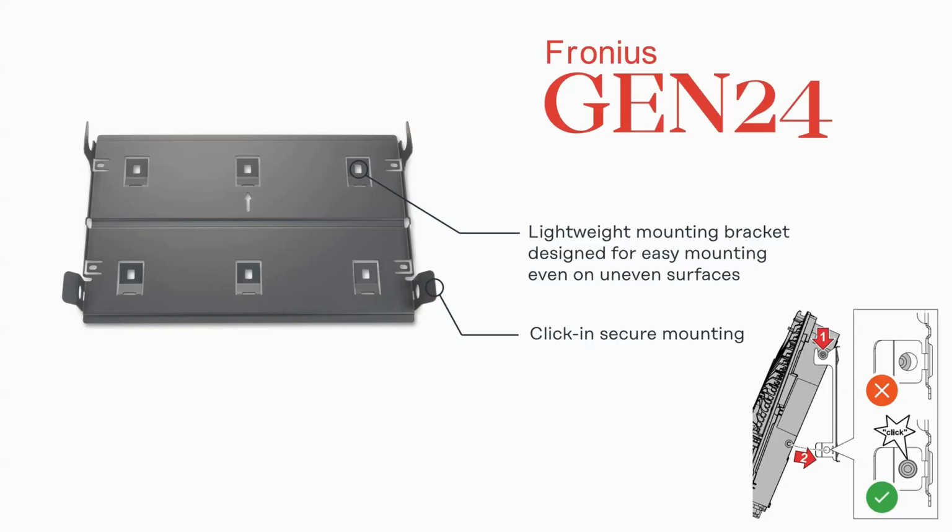It's designed for uneven surfaces, so we're talking tapered vinyl siding, cedar plank, something like this, where it's very uneven, and this mounting bracket needs to be able to move and hold this inverter on the wall. With this new product line, we're able to realize this a little bit easier.